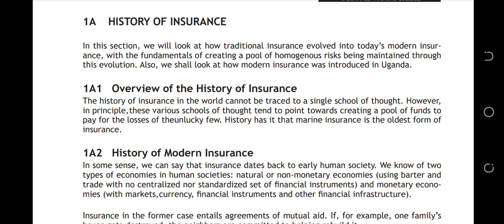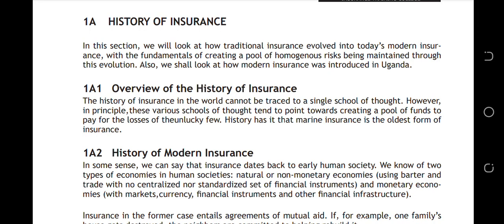In the history of modern insurance, we have the types of economy. There are two: natural and monetary, or non-monetary and monetary. In modern insurance, they are dealers in agreements of mutual aid. For example, my house plus a neighbor's house. Mutual in English means both benefit. You benefit, they benefit. So it's for mutual aid.